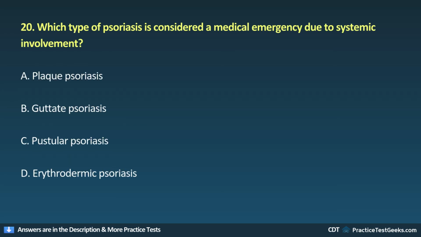20. Which type of psoriasis is considered a medical emergency due to systemic involvement? A. Plaque psoriasis. B. Guttate psoriasis. C. Pustular psoriasis. D. Erythrodermic psoriasis.